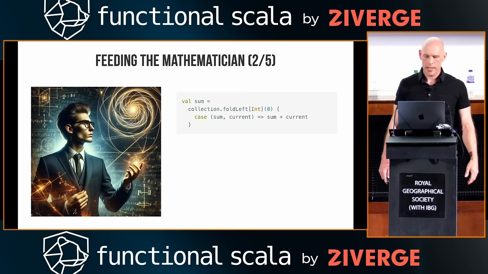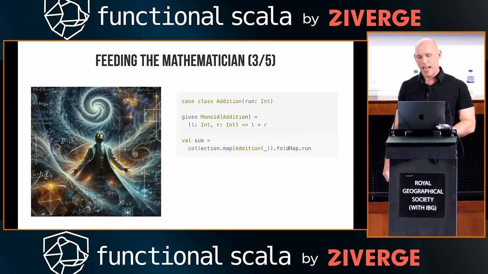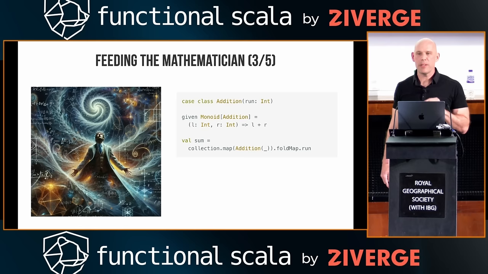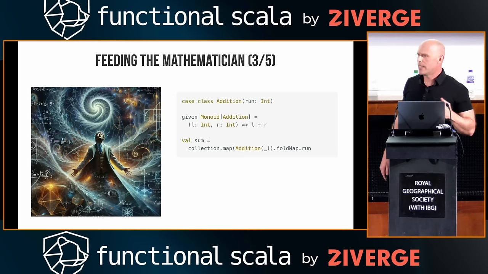But you don't stop there. No. You love precision and beauty. And so you feed the mathematician more. And what happens? Well, you're like, why am I adding when I could be taking advantage of the fact that ints have a monoidal structure with respect to addition? And why am I folding left when I don't care which direction I should be fold mapping over this? So instead, you map over every element of the collection and you put it into an addition newtype, fancy addition newtype, so you can activate the monoid, the addition monoid for int, as you fold map over all that, and then you run it to extract out your final integer. Wow, that feels good, doesn't it? We need more. We can't stop there. We've got to feed the mathematician.